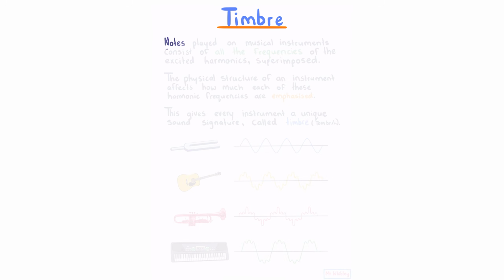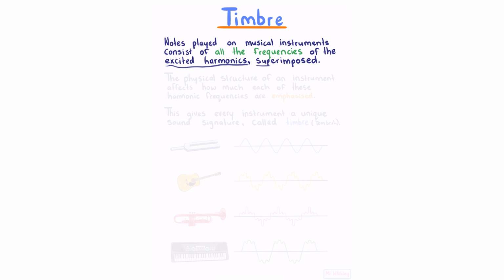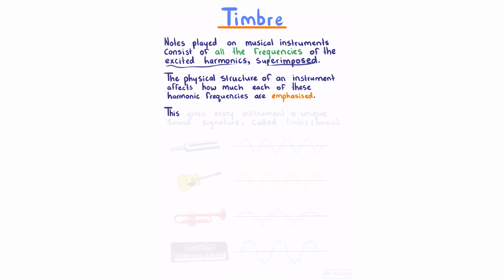Timbre. Notes played on musical instruments consist of all the frequencies of the excited harmonics superimposed. That is to say, when you pluck a guitar string, all of the harmonics possible are excited, and they all exist atop each other, or in other words, superimposed. The physical structure of an instrument affects how much each of these harmonic frequencies are emphasized. This gives every instrument a unique sound signature, which is called timbre.